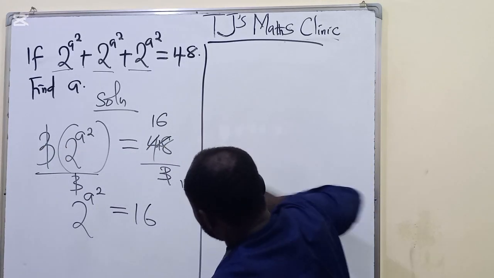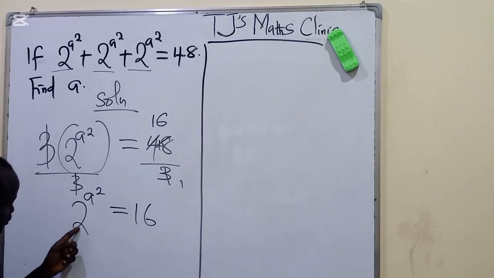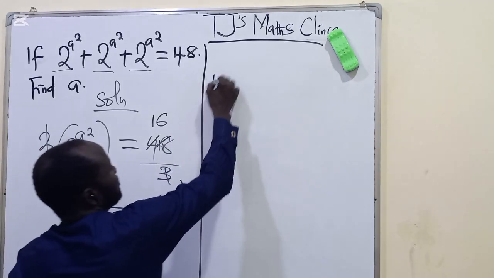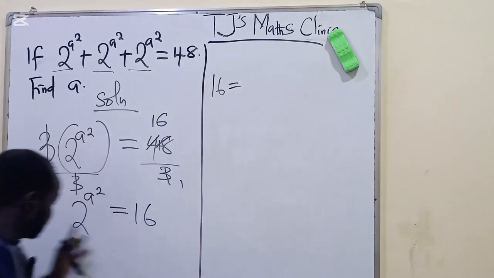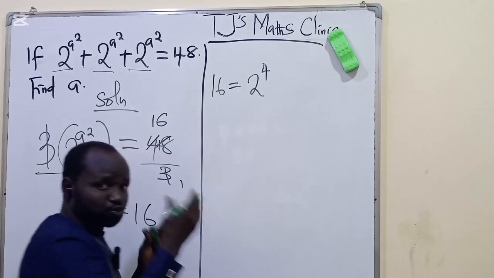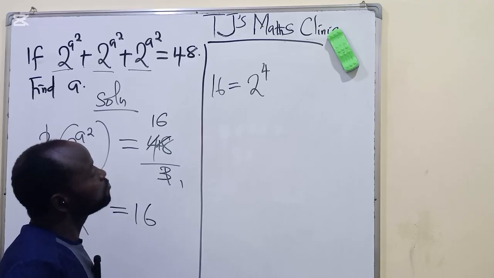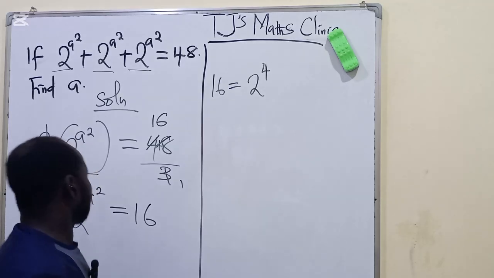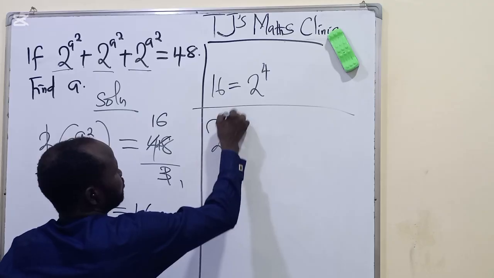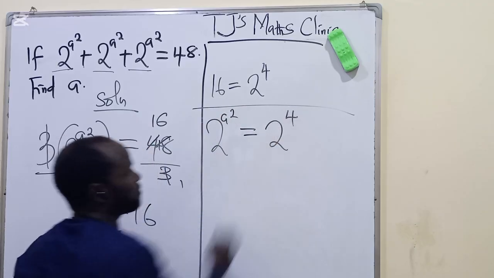Observe, if we observe this critically, the base on the left is 2, the base on the right is 16. And this 16, we can write to have the base of 2 as 2 power 4. That's 2 times 2 times 2 times 2 in 4 places. Of course, that will be 16. So it means we have 2 power a square will now be equals to 2 power 4.